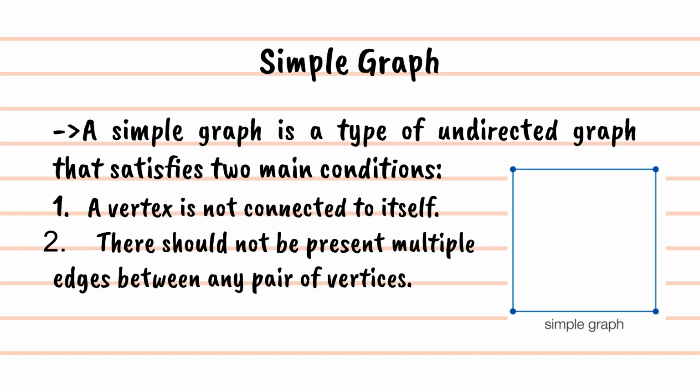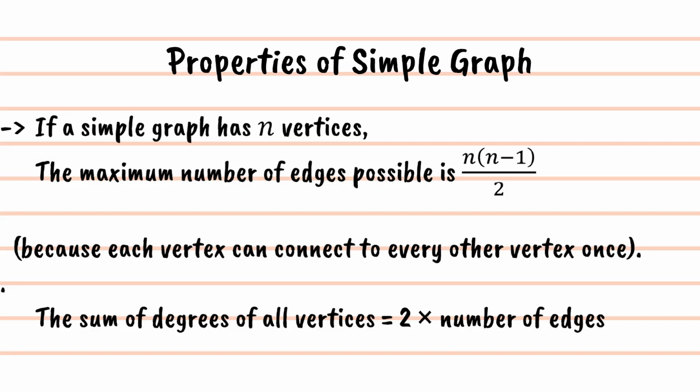A simple graph is an undirected graph where a vertex is not connected to itself, and there are no multiple edges between any pair of vertices. If a simple graph has n vertices, the maximum number of possible edges is n times (n minus 1) divided by 2. The sum of degrees of all vertices equals 2 times the number of edges.